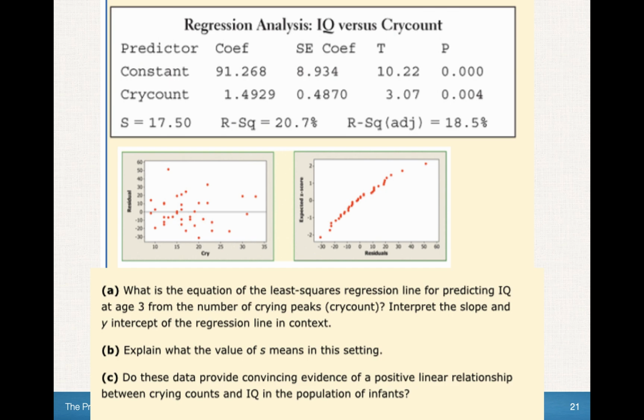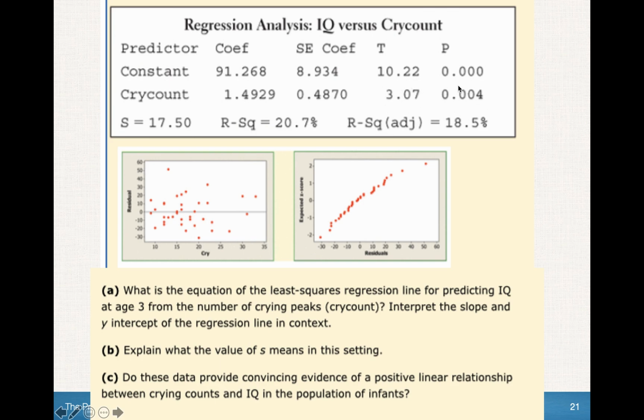Our t-score: we see where it says t, and because we're looking to estimate the slope, we go down to our slope variable, which is cry count. This is our test statistic, 3.07. This 10.22, we don't do regression on y-intercepts. We don't care about a y-intercept. We care about slope. So 3.07.